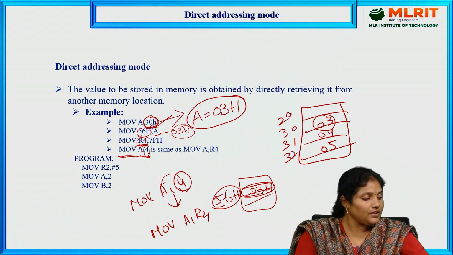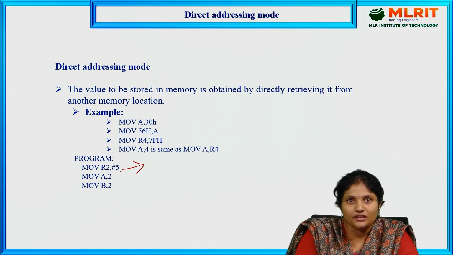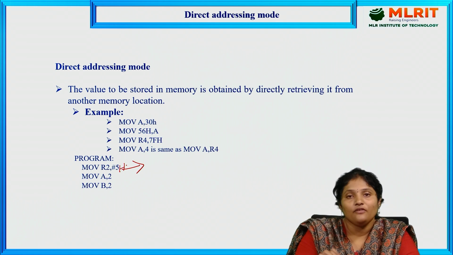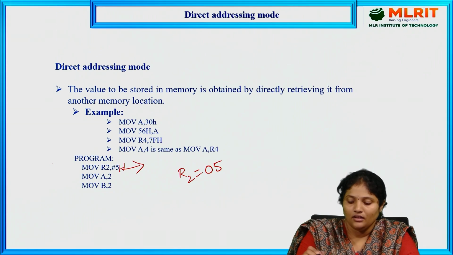Now see here in this particular thing, what is the first instruction? Move R2 comma hash 05H means it is raw data. That data will be moved to R2. So 05 will be moved to R2. So R2 is having 05H.